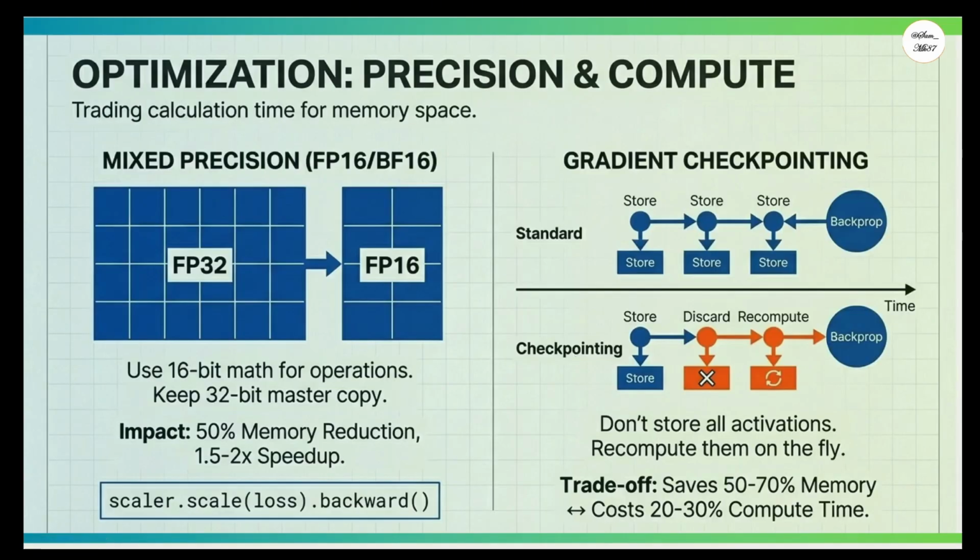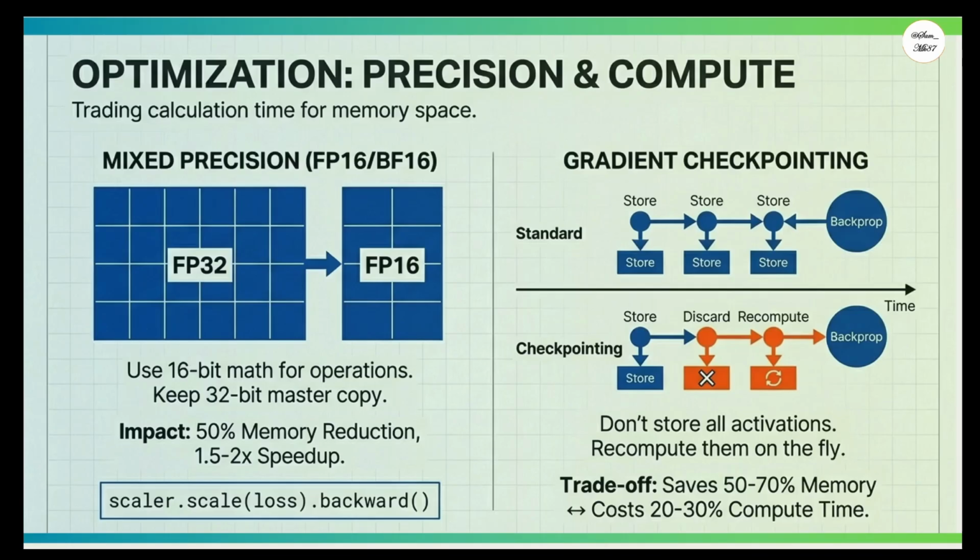Another thing that can help you optimize your memory footprint is precision. As we know, optimization is all about the trade-off. Sometimes we spend a little more time calculating to save a lot of memory. So with mixed precision, we use 16-bit math for the heavy calculation, but we keep the 32-bit master copy for stability. This cuts your memory use by 50% and can double your speed.